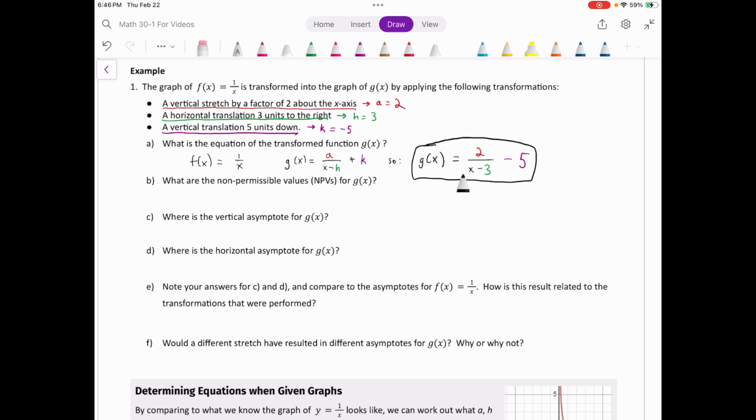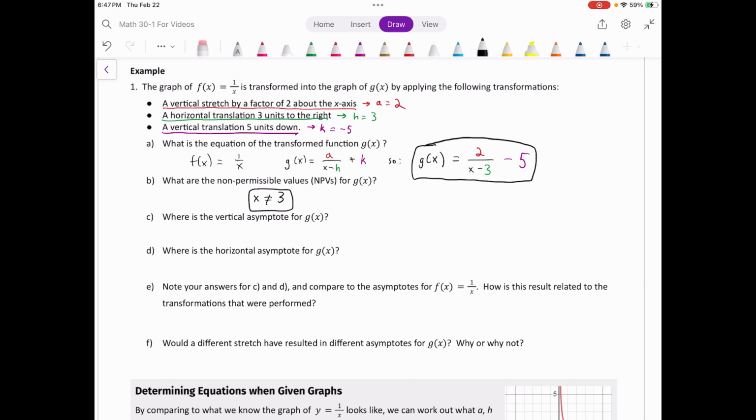Okay, the other thing we can do, probably the more effective thing to do here, to be honest, is to take a look at our equation. We just wrote the equation for g of x, so we can pick out the non-permissible values pretty quick. We're not allowed to divide by 0. What value of x would have us dividing by 0? Well, if x were 3, because then we'd have 3 minus 3, which is 0, and we'd be dividing by 0. So the non-permissible value is that x cannot equal 3. We'd be dividing by 0 if x equaled 3.